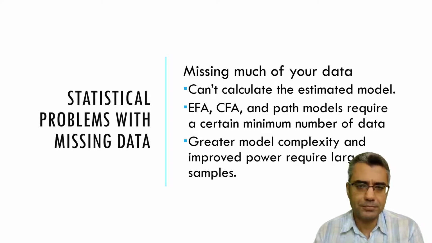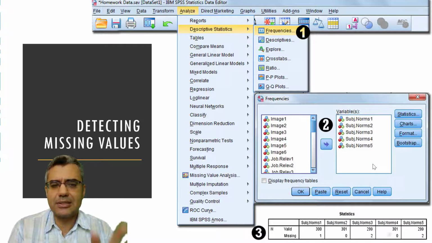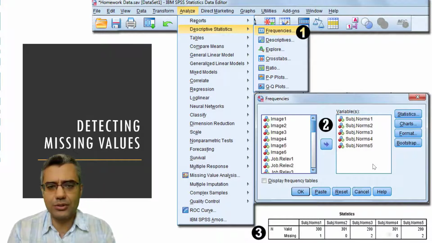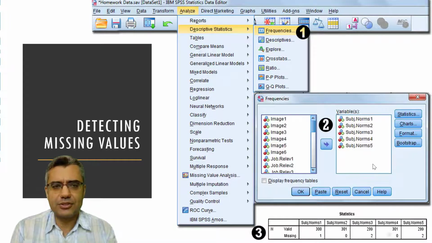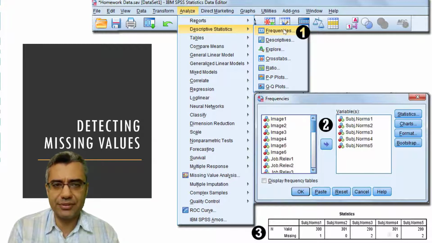Now, how to identify missing cases? I have inserted this slide in your notes. These are the steps you need to follow to test the missing case, to identify the missing cases. This is the SPSS software package. You click on Analyze, Descriptive Statistics, and Frequencies.